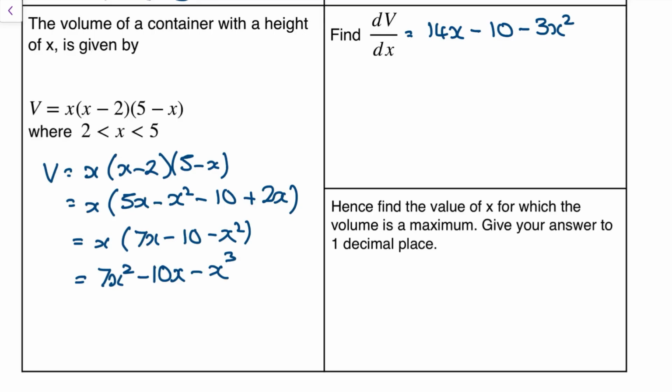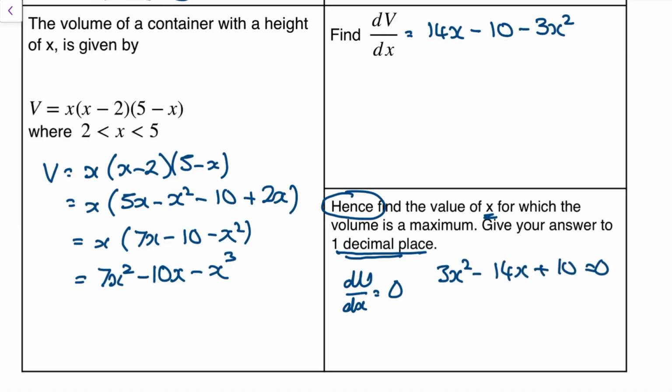Now, what do I want to do? Hence is an important word. I must use the previous answers. Find the maximum value of x, so I just need the value of x, not the volume itself, for which the volume is a maximum. Give your answer to 1 decimal place. Again, this is a hint that it's not going to be a nice number. I need dV/dx to equal 0. I'm going to multiply by minus 1 and just do this in one go. So 3x squared minus 14x plus 10 is equal to 0.